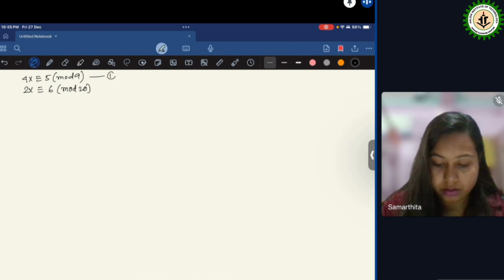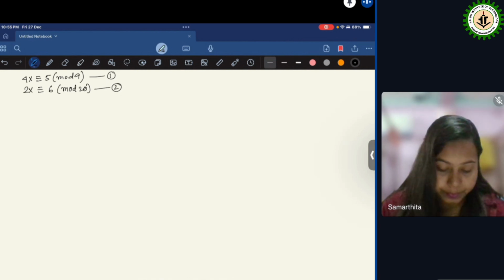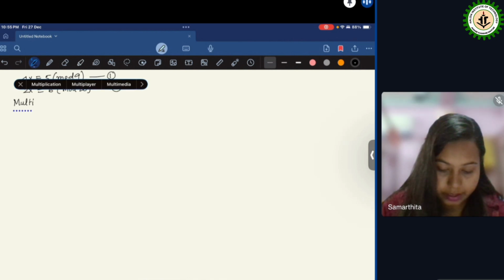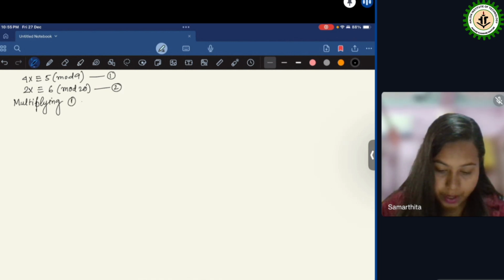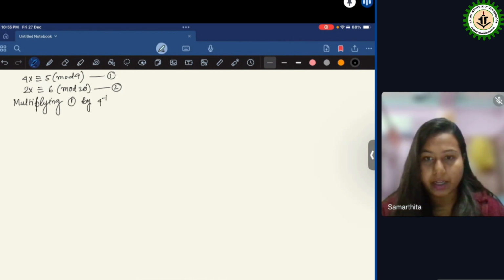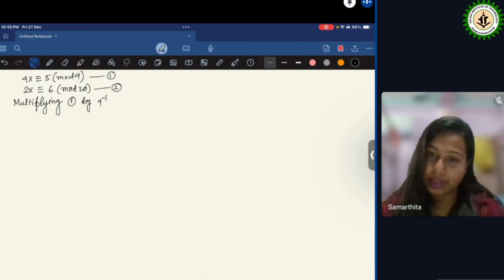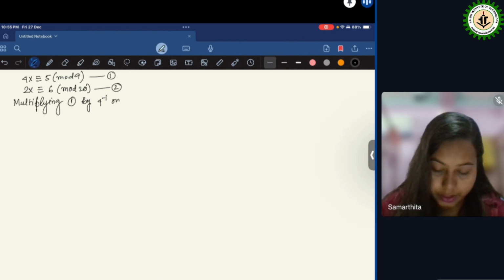Suppose I am marking these as 1 and 2. Now multiplying 1 by 4 inverse. Now see, if we multiply 4 into 4 inverse, we will get 1, right? 4 inverse means 1 by 4. 4 into 1 by 4. Okay. On both sides.